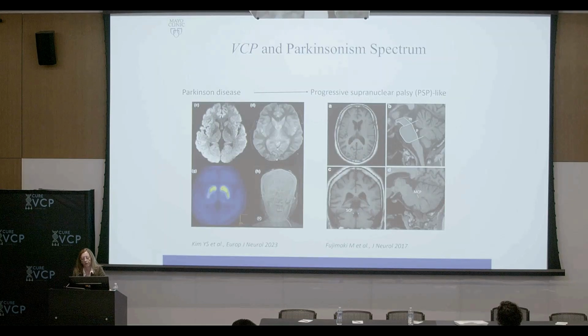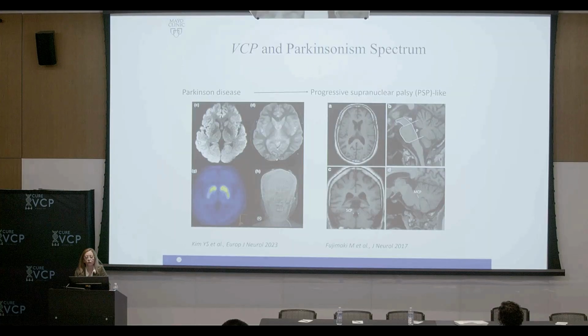Parkinsonism associated with VCP has been reported as classic Parkinson disease, so asymmetric Parkinsonian features responsive to carbidopa-levodopa with decreased uptake in the putamen, as you can see over here, which are classic features of Parkinson's disease. But there are also patients who present with more broad Parkinsonism, like this subject who had the clinical features of progressive supranuclear palsy, mainly characterized by postural instability and vertical eye movement abnormalities.